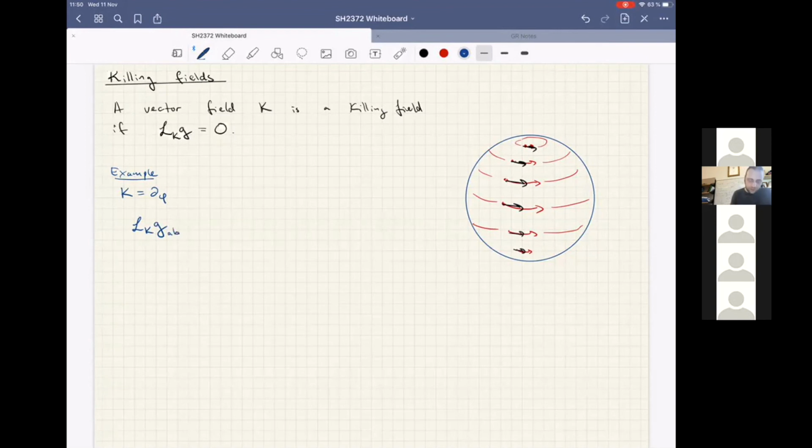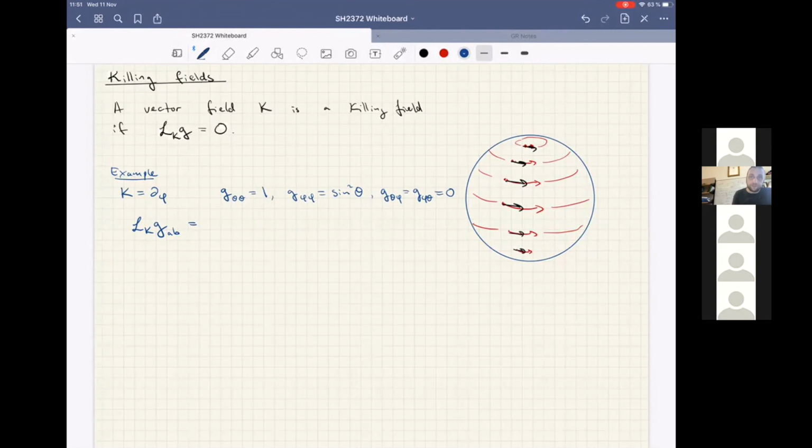and let's look at the AB components. We know what the metric components are. If we take a unit sphere, so I take away the r squared, g_θθ is 1, g_φφ is sine squared θ, and g_θφ is equal to g_φθ, and both equal to 0. So I can compute this Lie derivative.